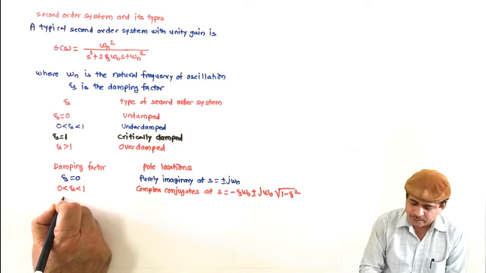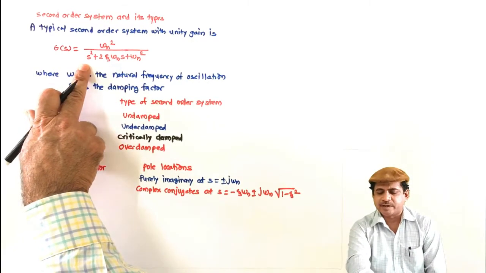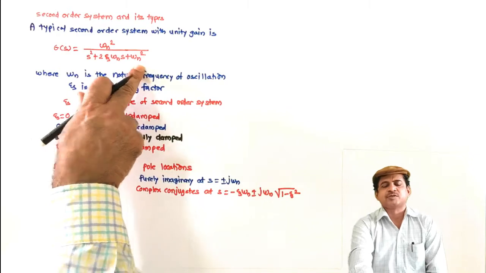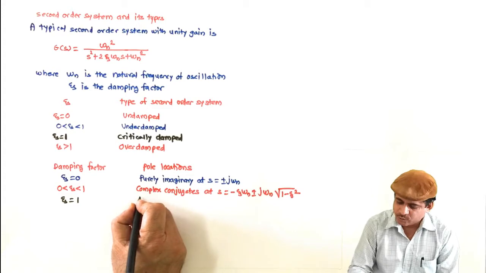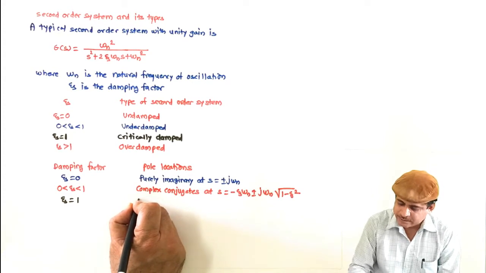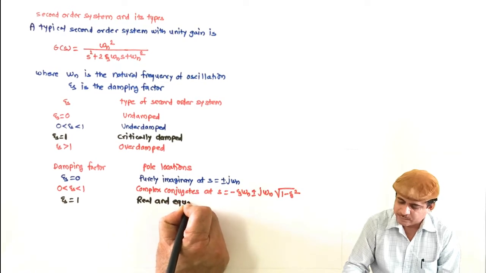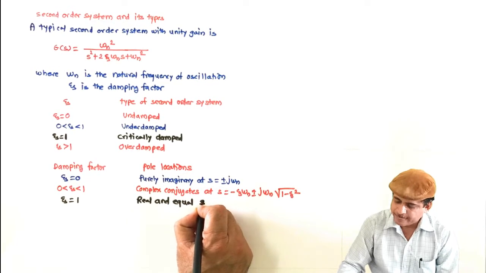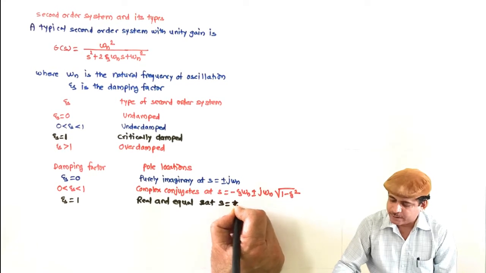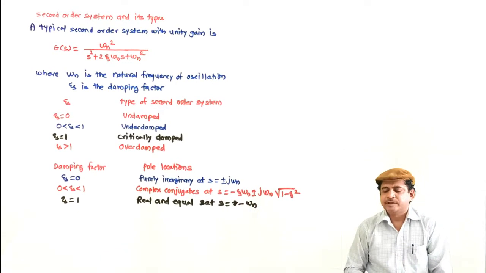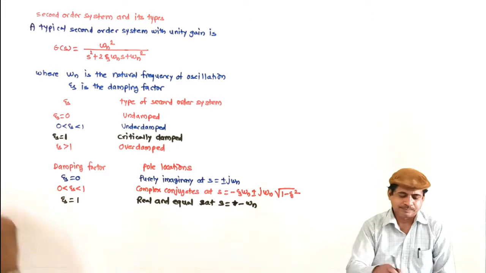Then at zeta equal to 1, the denominator becomes s square plus 2 omega n s plus omega n square, which is nothing but s plus omega n whole square. So the poles are real and equal. There will be two repeated roots at s equal to minus omega n.